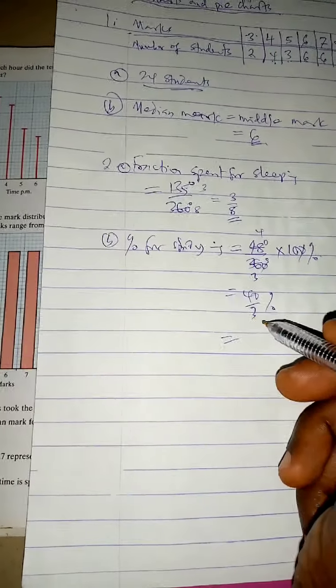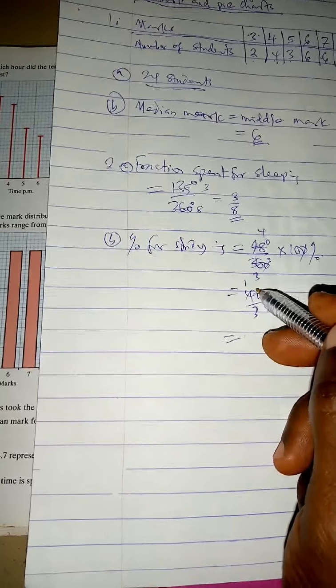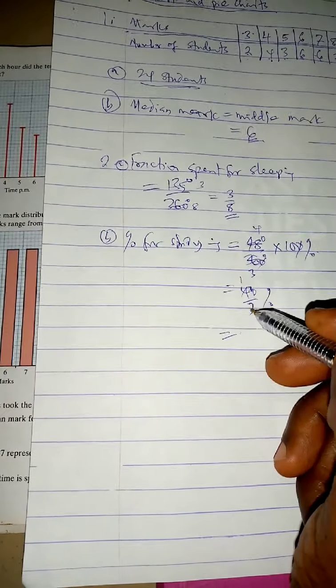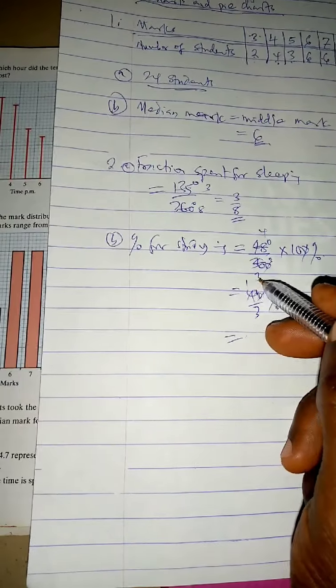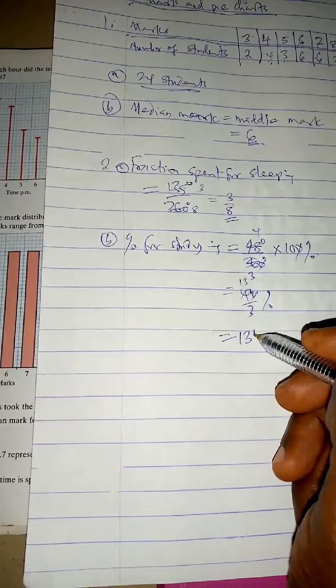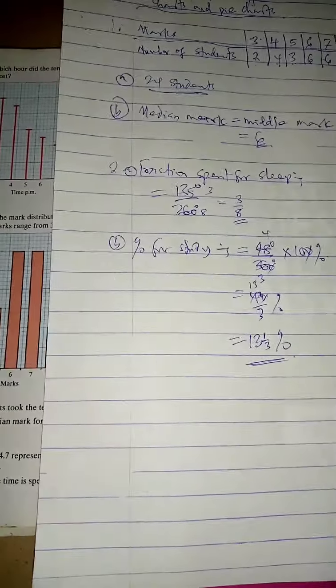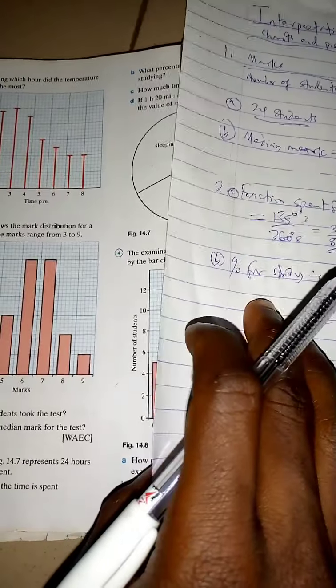Now, 3 we divide 4 one time, remaining 1. The one we join this to become 10. 3 in 10, 3, remaining 1. That one you put it here over your 3%. So this is what you have that percentage to be.